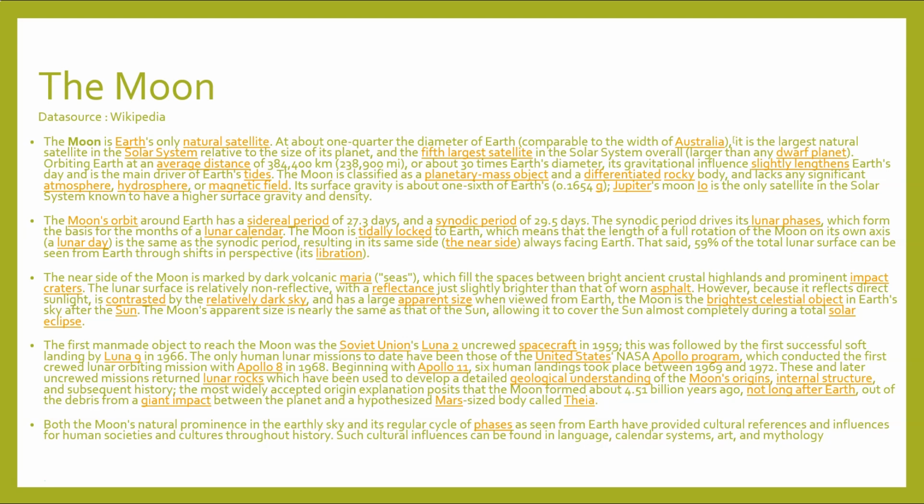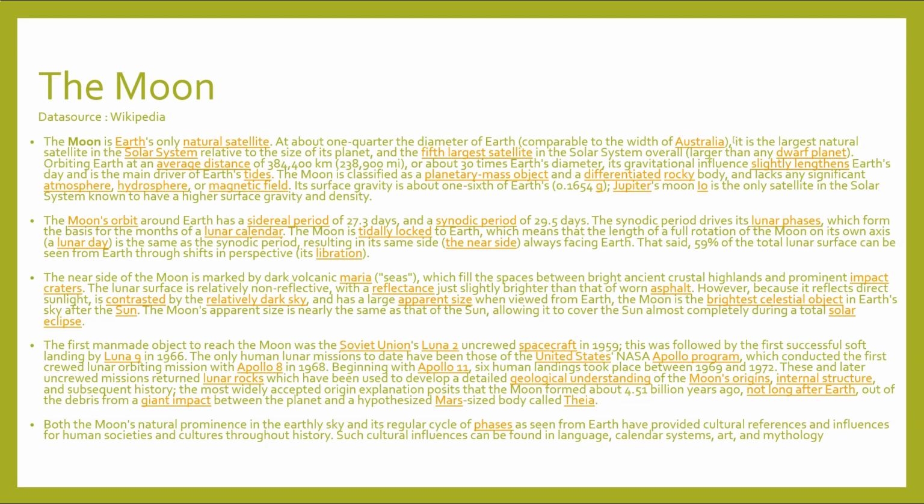This was followed by the first successful soft landing by Luna 9 in 1966. The only human lunar missions to date have been those of the United States NASA Apollo program, which conducted the first crewed lunar orbiting mission with Apollo 8 in 1968. Beginning with Apollo 11, 6 human landings took place between 1969 and 1972. These and later uncrewed missions returned lunar rocks, which have been used to develop a detailed geological understanding of the moon's origins, internal structure, and subsequent history.